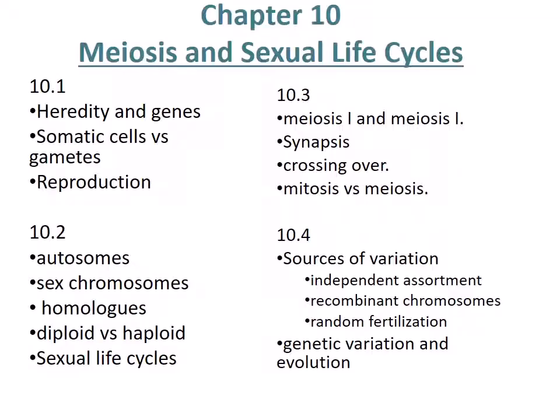In Chapter 10, we're going to talk about heredity and genes, somatic cells and gametes, reproduction, autosomes, sex chromosomes, homologs, diploid and haploid cells, sexual life cycles, and then we'll go over meiosis 1 and meiosis 2, synapsis, crossing over, and then how mitosis and meiosis are different. Then we'll talk about sources of variation and how genetic variation and evolution go together, but we'll talk much more about evolution in Unit 5.